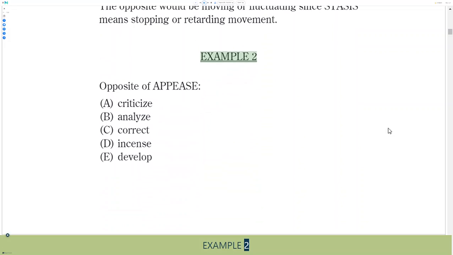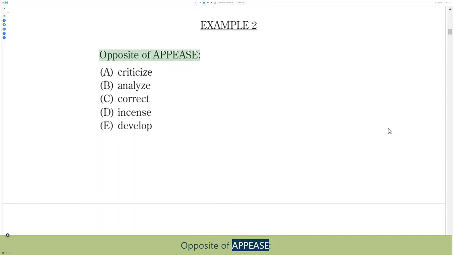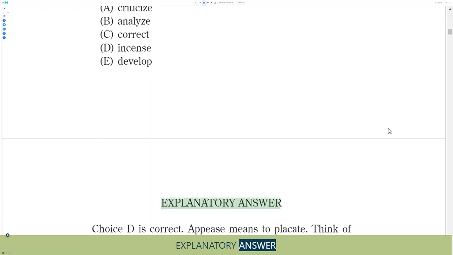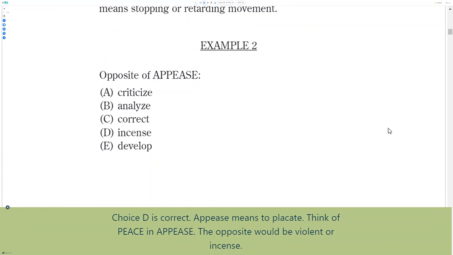Example 2. Opposite of appease. A. Criticize. B. Analyze. C. Correct. D. Incense. E. Develop. Explanatory answer. Choice D is correct. Appease means to placate. Think of peace in appease. The opposite would be violent or incense.